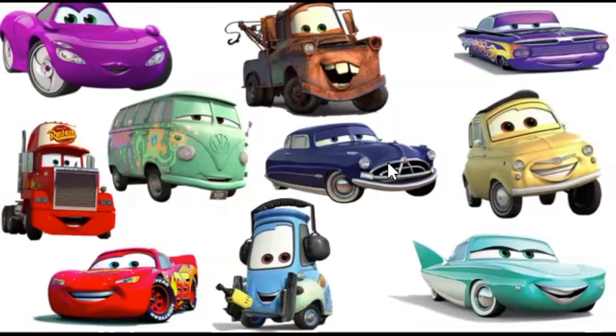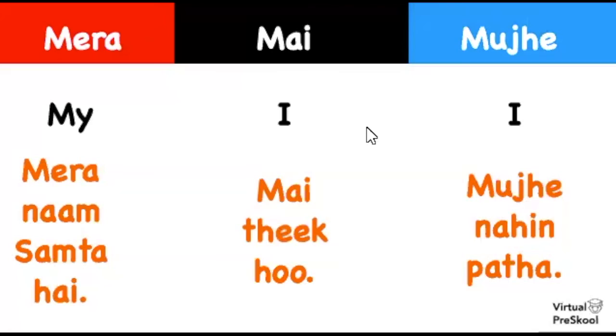Now, a lot of people get confused between these three words, mera, main, and mujhe. In my classes, a lot of my students kept trying to answer my name is with saying main naam Samta hai or mujhe naam Samta hai. And I can understand why there's confusion. So let's talk about it. There's three words, mera, main, and mujhe.